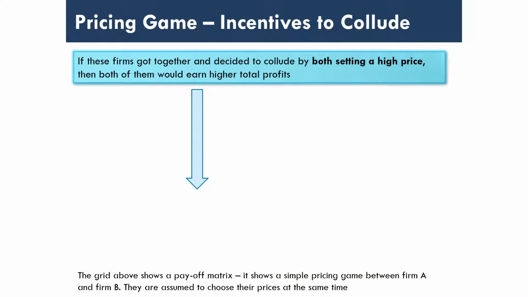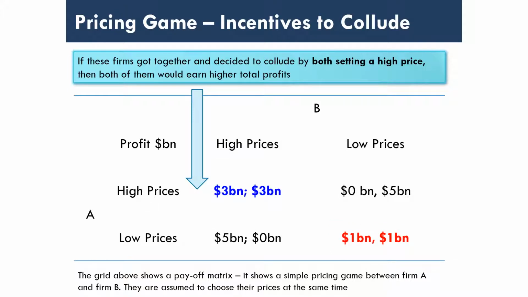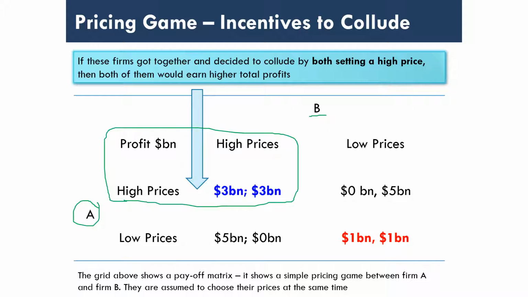If these firms got together and decided that actually they could trust each other and they could collude and both set a higher price, both of them could earn higher total profits. But this is not the rational approach for B to take unless they can be absolutely certain that they can trust firm A and they can both guarantee that they're going to charge high prices so that they could generate the best possible outcome across both firms, the highest level of profits.